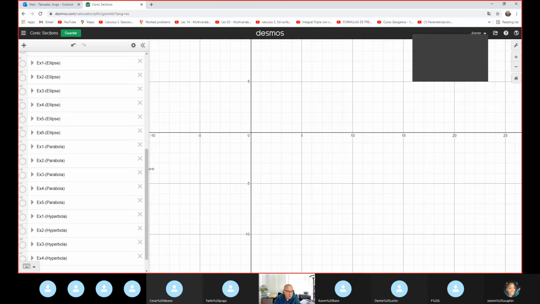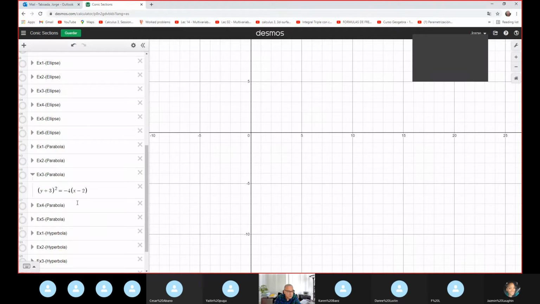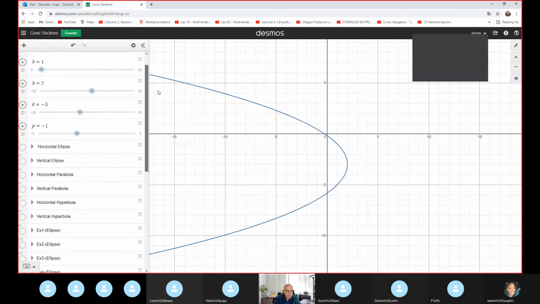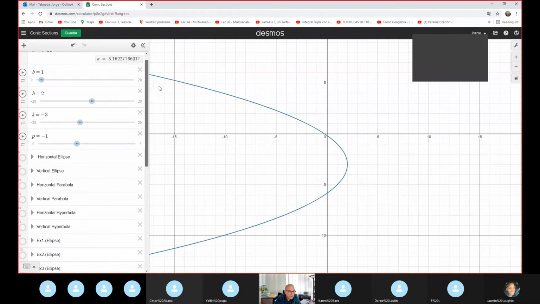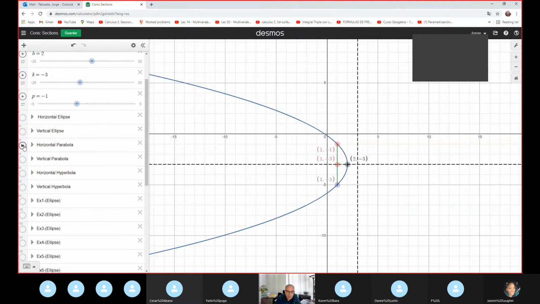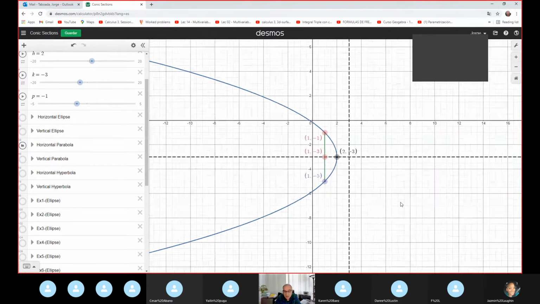Now we are talking about example 3, parabola. Look, example 3 of parabola, the graph looks like that. Bam. However, in the paper, I discovered that h is 2, k is negative 3, and p is negative 1. Now the script automatically, directly, you select the category of the parabola that we have, which is horizontal parabola. Bang! And this is the idea.